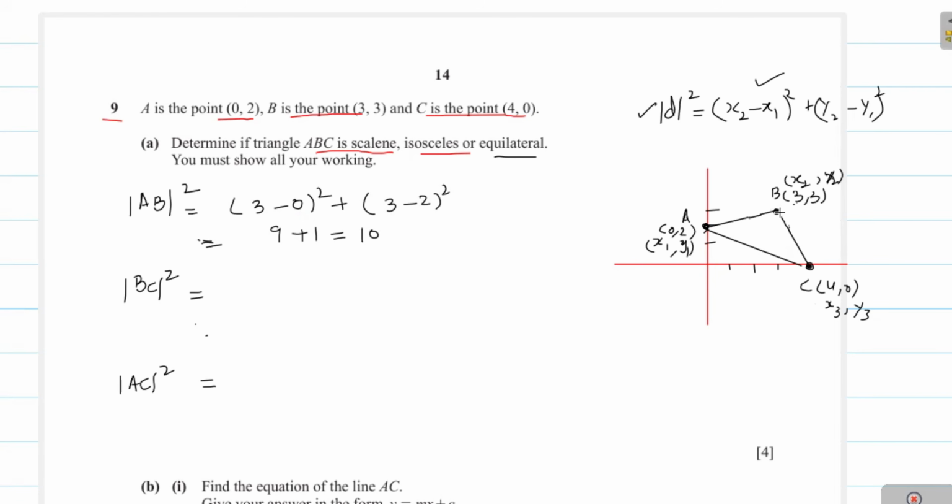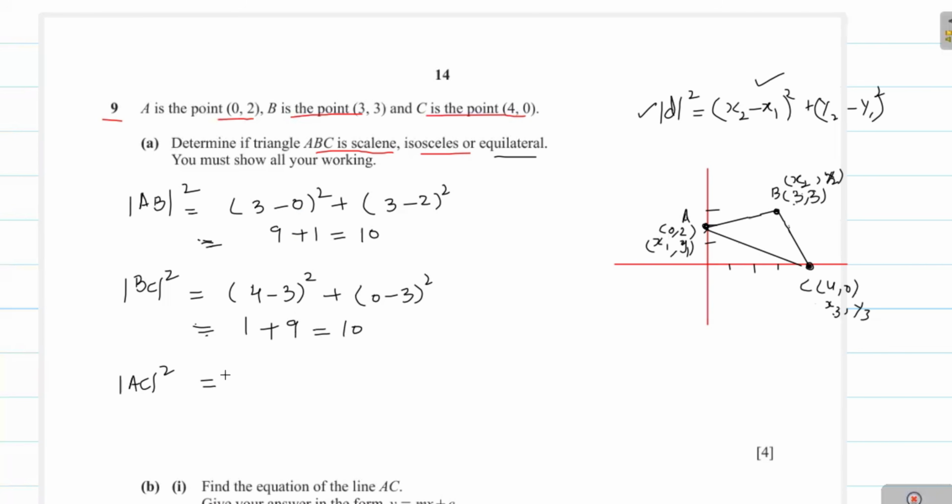Next, we take BC square. The square of the difference between x coordinates is x3 minus x2, so 4 minus 3 whole square, plus the square of the difference between y coordinates, which is 0 minus 3 whole square. 4 minus 3 is 1, and 1 square is 1; minus 3 whole square is 9. Therefore, BC square equals 10.